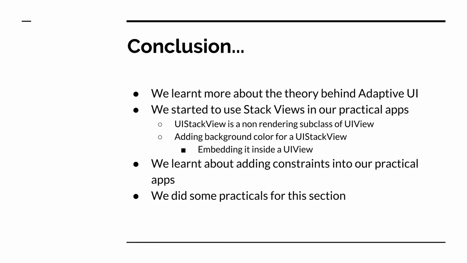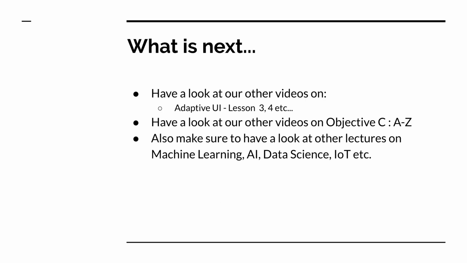We started stack views, and we realized it's a non-rendering subclass of UIView, and we embedded it into a view and added the background color. Then we added further constraints and made it look adaptive. The reference was the Apple Developer Docs. So what's next? Now you have to look at our next videos on adaptive interface, lesson 3, 4 onwards.